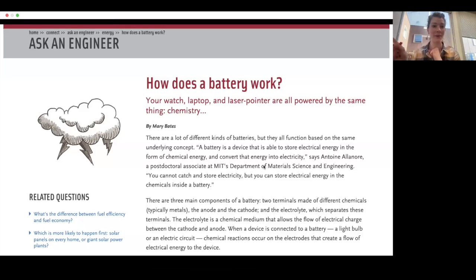So now I'm reading on, and I'm thinking, okay, what are the parts here? I'm looking at the second paragraph. There are three main components of a battery: two terminals made of different chemicals, the anode and the cathode, and the electrolyte. So I have the function of this system, and then I'm starting to get information about the parts. As I read on, I'm going to be trying to pay attention to how those parts move or work together to accomplish what a battery does.